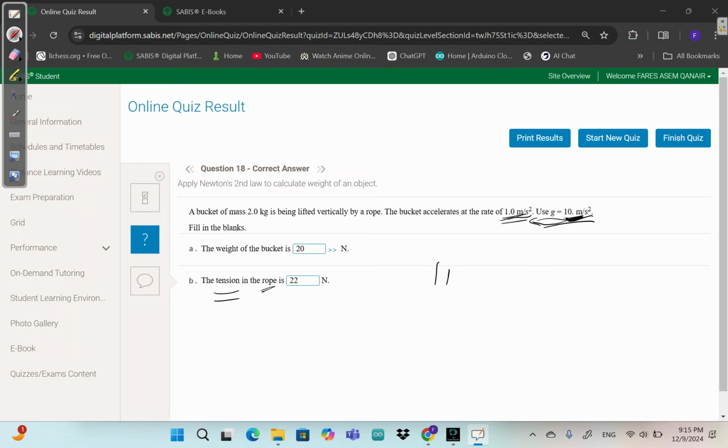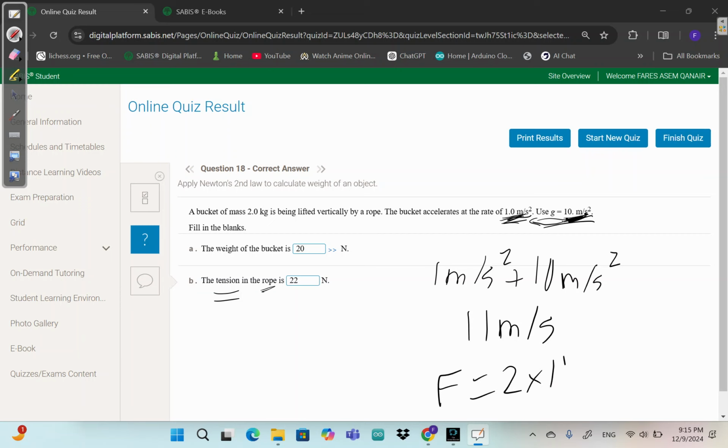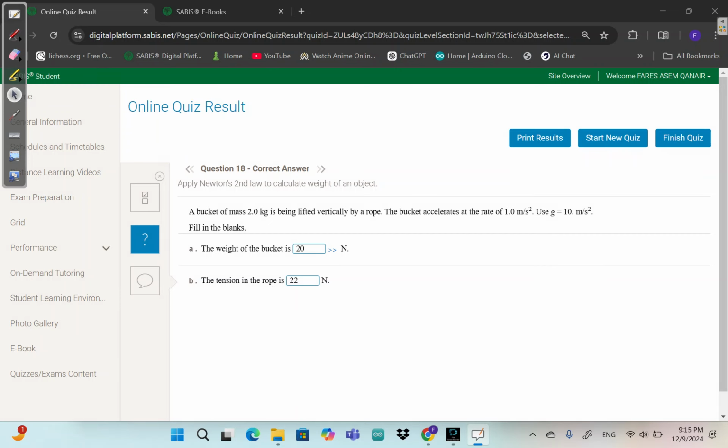So we're going to have 1 meter per second squared, which is our actual acceleration, plus 10 meters per second squared, which is what gravity is pulling it down by. So we get 11 meters per second squared. So our force is going to be equal to mass, which is 2, times 11. So it's 22. And that's it for this question.